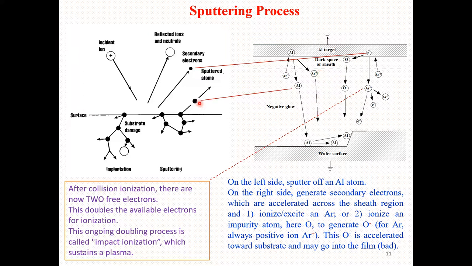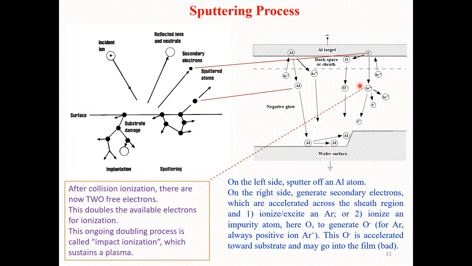First we have a sputtered aluminum atom on the left hand side, and on the right hand side it generates secondary electrons. These are the secondary electrons. What function do these secondary electrons normally perform? They can perform two functions. They are accelerated across the sheath region, toward the sheath region. So what do they actually do? They perform two functions.